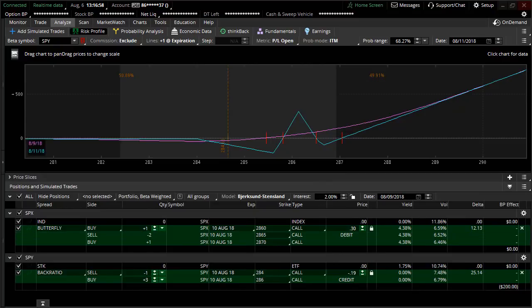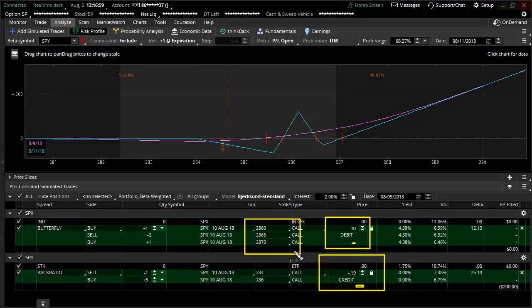What's the downside of layering in that butterfly? The butterfly is going to cost me 30 cents, although I'm receiving a 19 cent credit on this back ratio. So net, first of all, there's quite a bit of commissions involved. There are five different legs to this trade. But we're in a quiet market that's grinding to the upside, and in a quiet grinding market, you have to start to get innovative. And right now in this kind of skewed market, that skew is the implied volatility skew, this is the kind of stuff that you can do.